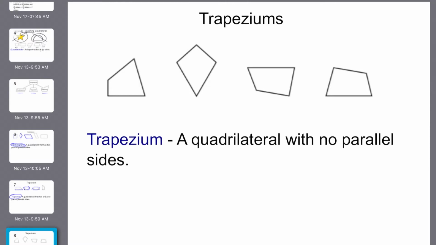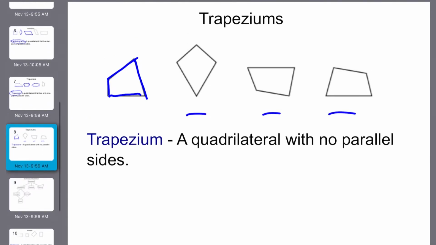Trapeziums are quadrilaterals with no parallel sides. So none of these sides here are parallel to any other side in this four-sided figure. That's true for each one of these. That means it's a trapezium.